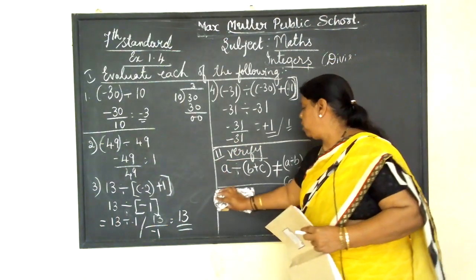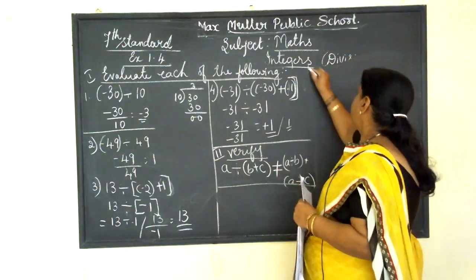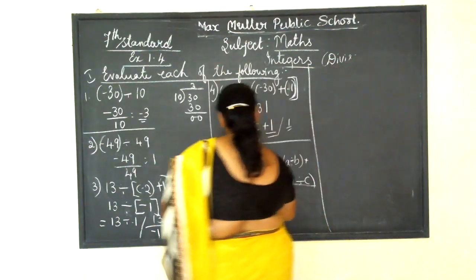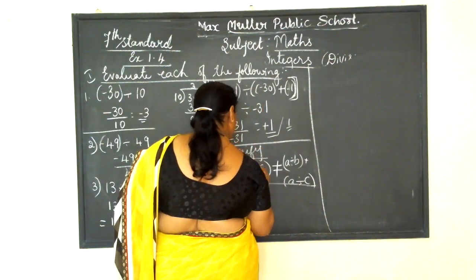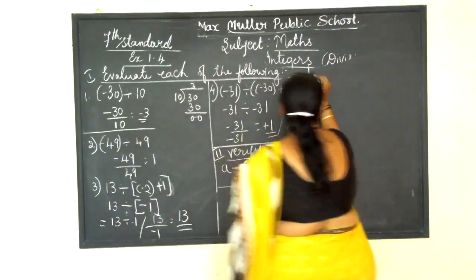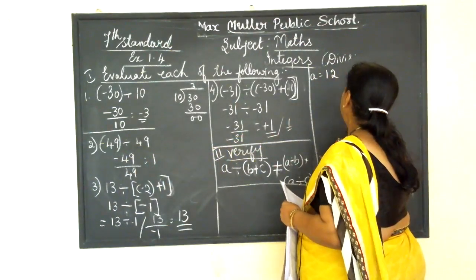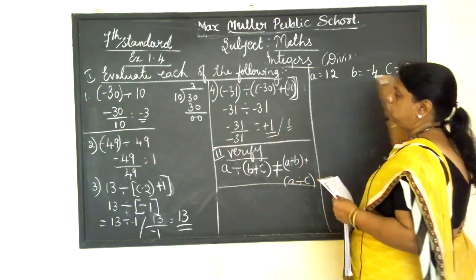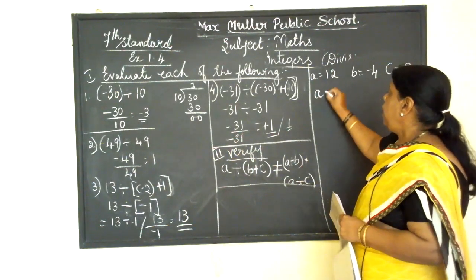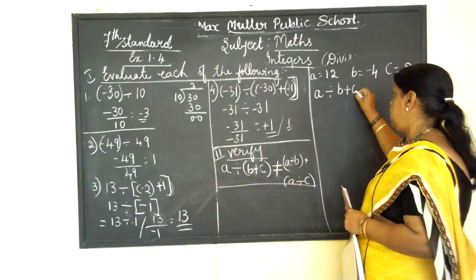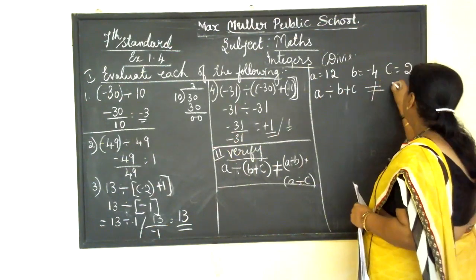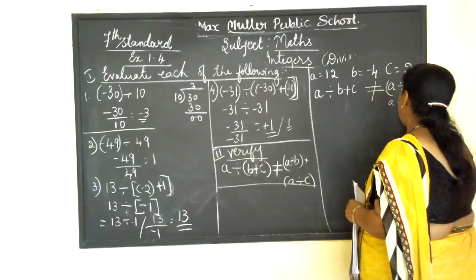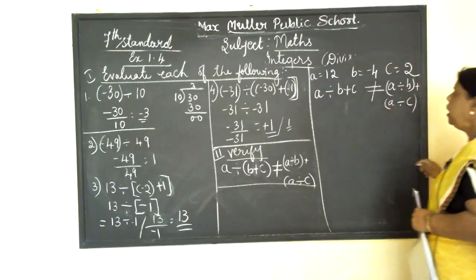I'll read the question there only. First question where we have to verify this one. A is equal to 12, B is equal to minus 4 and C is equal to 2. What we have to verify? A divided by (B plus C) will not be equal to A divided by B plus A divided by C. It must not be equal.